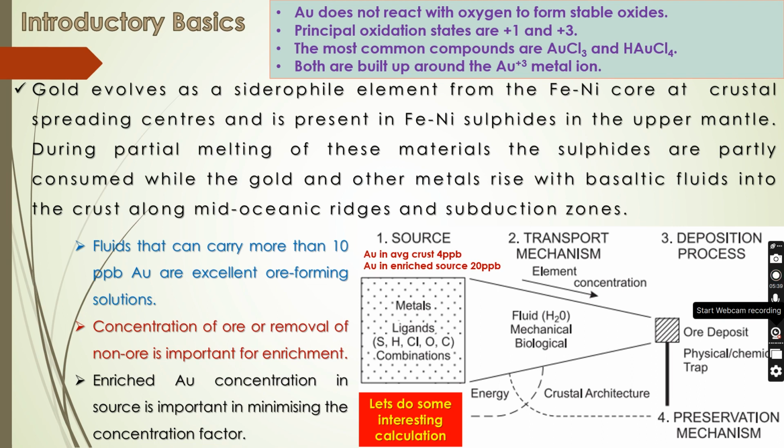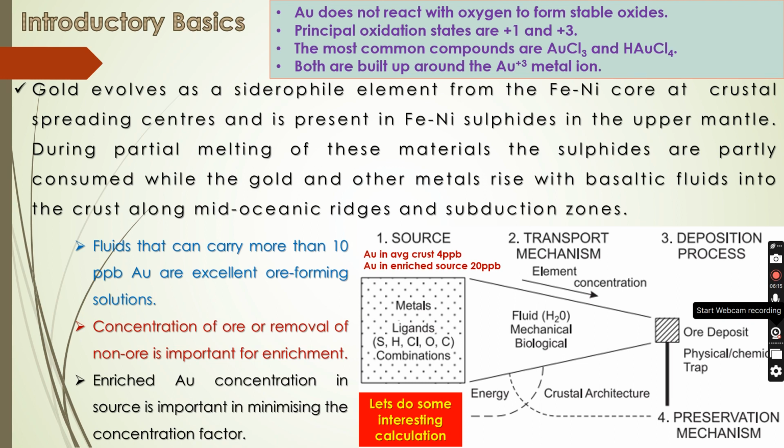That is the reason most of the old primary, non-sedimentary gold is found in association with Archean greenstone belts and sometimes along with quartz veins. Fluid that can carry more than 10 ppb gold is an excellent ore-forming solution. Concentration of ore or removal of non-ore is important for enrichment. To make a deposit or a good source rock, the concentration of gold has to be enhanced.